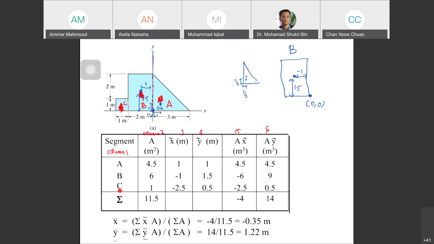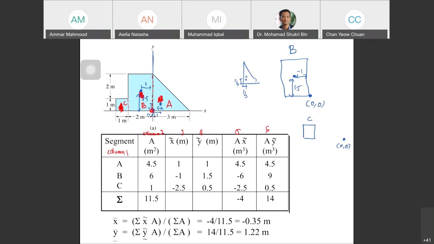So for the C, which is the small rectangle here, the area is 1 times 1. We have 1 here. Then S bar, all right? S bar for the rectangle only. So you have a small rectangle C. So the origin is somewhere here. Here is your origin, 0, 0.